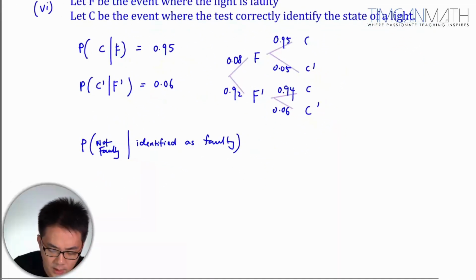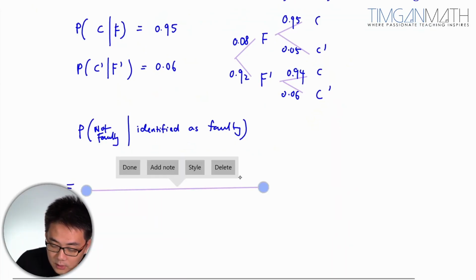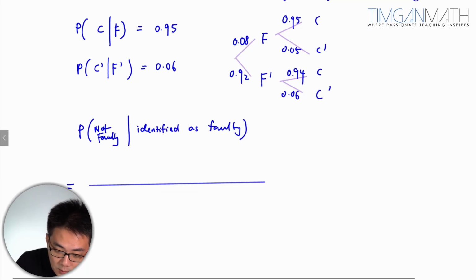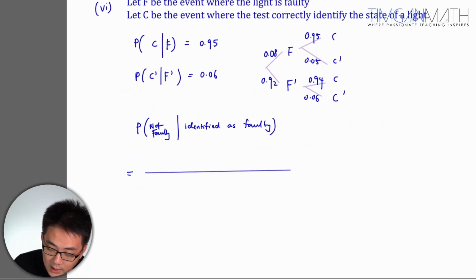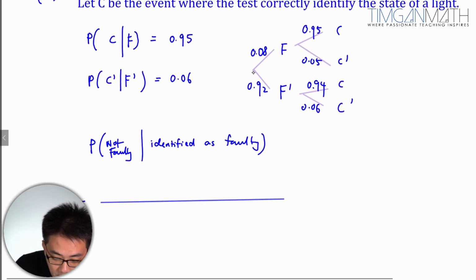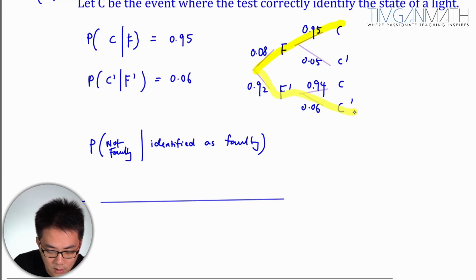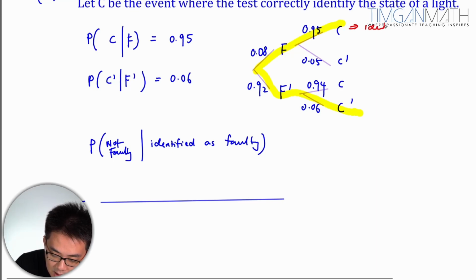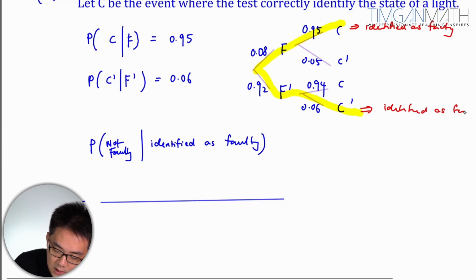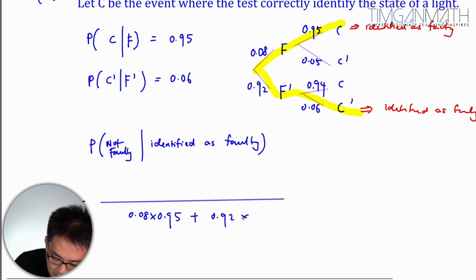That's pretty okay. Now, I'm gonna try and see how we solve this conditional probability. You want it to be identified as faulty for the bottom one. Identifying as faulty would be this case here: faulty and correctly identified. And if you're not correct, this will be identified as faulty as well. If you're not faulty and you get a wrong result, you will identify as faulty as well. So if it's a wrong test, then it's identified as faulty. Interpreting it is the tough one, I think. So this would be 0.08 times 0.95 plus 0.92 times 0.06.